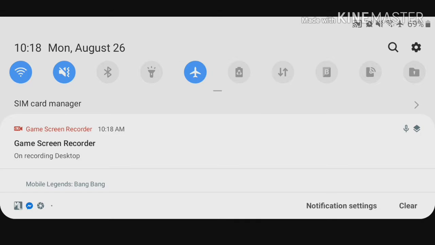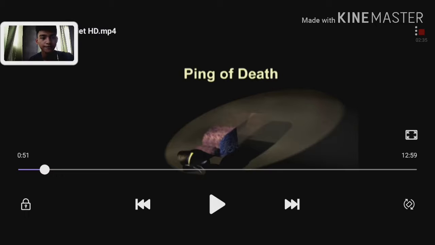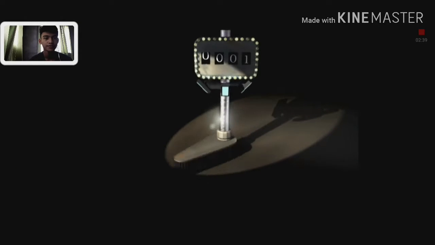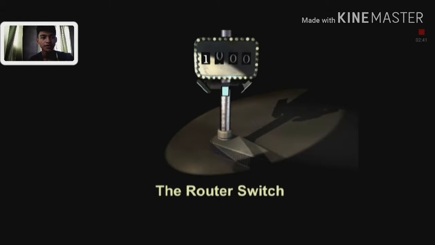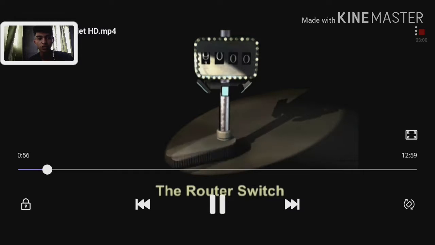Let's get the brightness up. That pinball looking machine, the router switch, is a device that combines the function of a switch, which forwards data by looking at a physical device address, and a router. Now the video will continue.